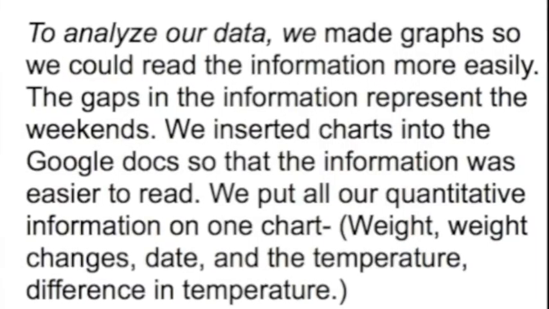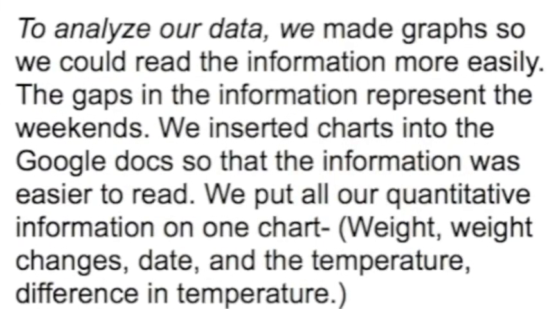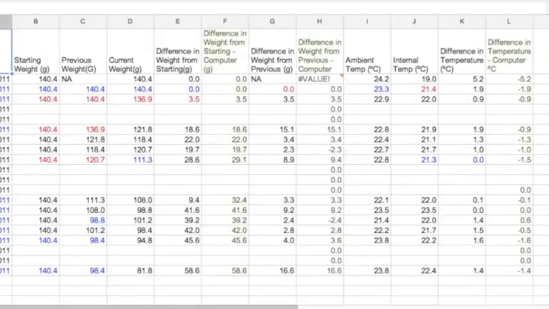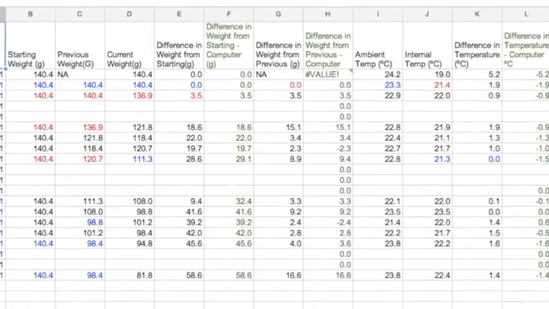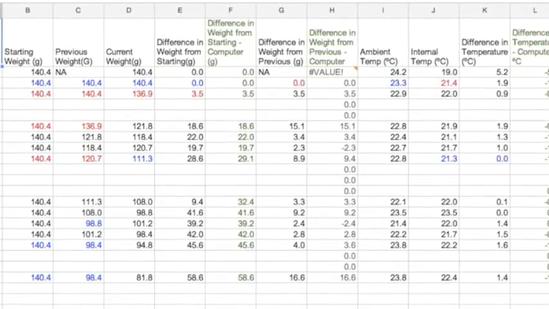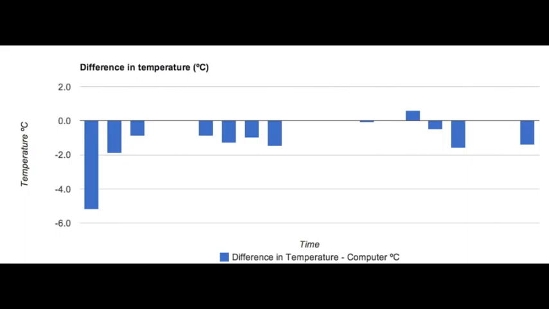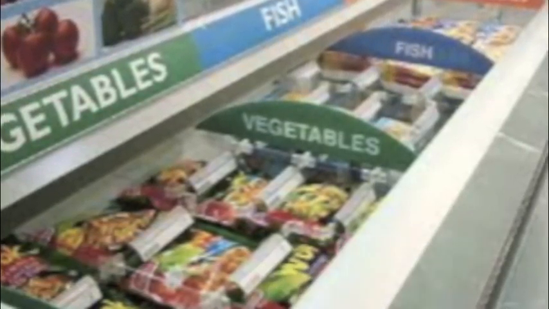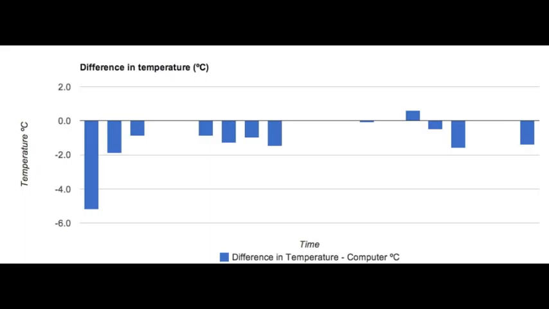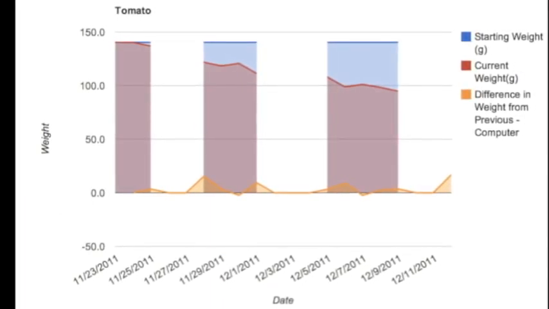To analyze our data, we made graphs so we could read the information more easily. The gaps in the information represent the weekends. We put all of our quantitative information on one chart. Here's a graph of our tomatoes' changes in temperature, as you can see. When we first started this project, the fruit was fairly cold, probably because the fruit was refrigerated in the store it was bought from. Afterwards, the fruit was much warmer, probably because the fruit was left out in the open and no longer refrigerated. Here is our specimen's weight chart.